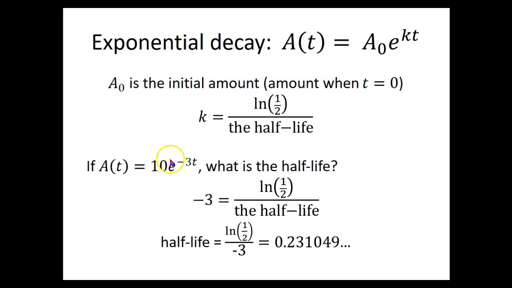In this example, the starting amount is 10. So after this much time, the amount you had left would be 5. And then after this much more time, it would be down to 2.5. And after this many more years, it would be down to half of that, and so on.